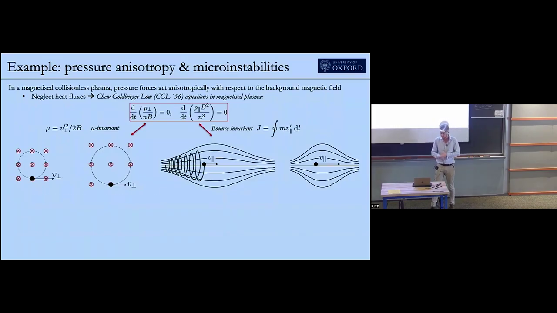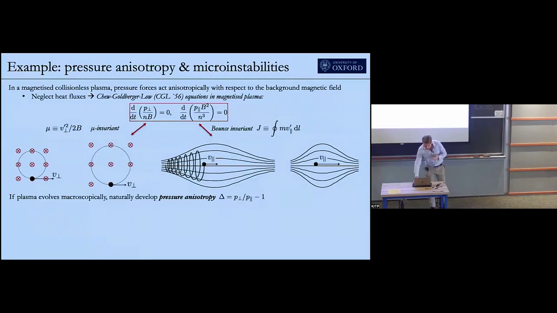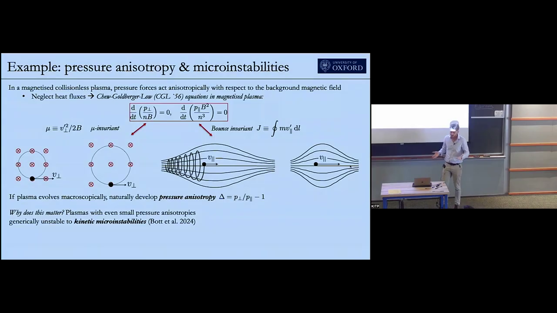And you can see from this that because parallel and perpendicular pressures under the Chew-Goldberger-Low equations evolve differently as the magnetic field and density evolve, as a plasma evolves macroscopically, you'll naturally develop pressure anisotropy, the difference between the parallel and perpendicular pressures. Why does this matter? Well, it's well known and now very well established that plasmas with even small pressure anisotropies can become generically unstable to a whole zoo of different microinstabilities once pressure anisotropies become sufficiently large.